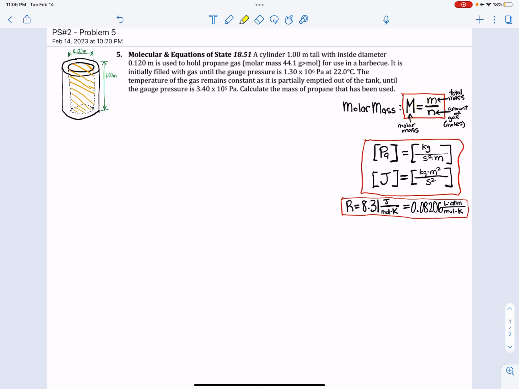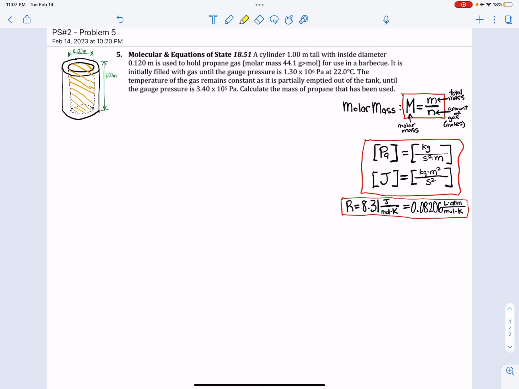The other thing is whenever you have the unit pascals, that is equivalent to the unit kilogram over second squared times meter. Okay, so these units are interchangeable, which we will do in this problem. The other unit that is also interchangeable is joules and kilogram times meter squared over second squared.